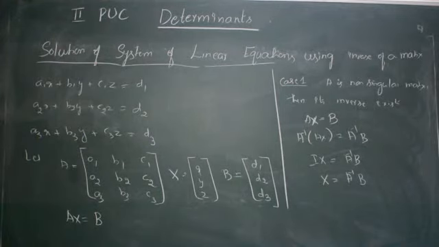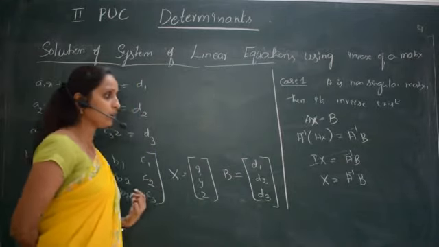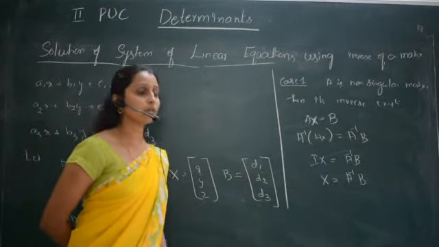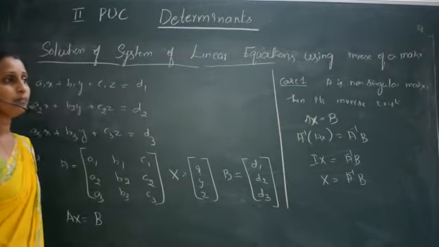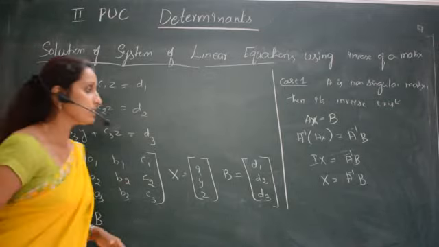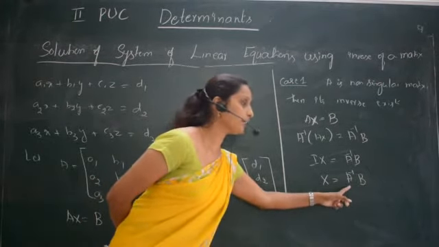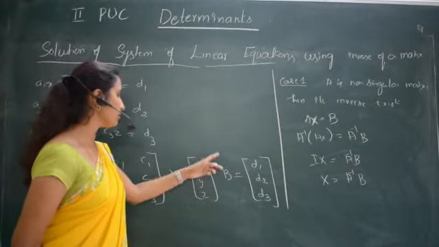So we can calculate the value of X by finding A inverse and B. We know what B is: B is the matrix obtained from d1, d2, d3, and A we have calculated. Now we want the value of A inverse. How to calculate A inverse? A inverse can be calculated from the formula 1 by determinant of A into adjoint A. We know what adjoint A is: the adjoint of a square matrix is the transpose of the cofactor matrix. So you know how to find the cofactor; to find the cofactor, the minor is required. By finding all that, we can calculate the value of X by multiplying A inverse and the matrix B.